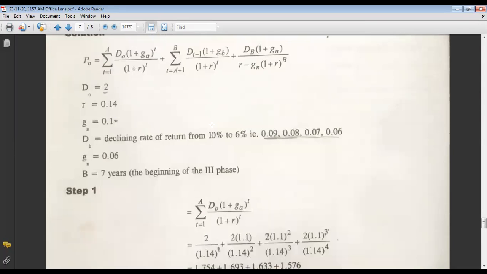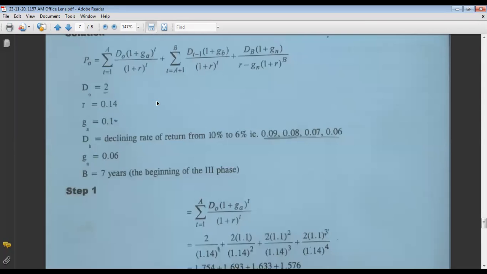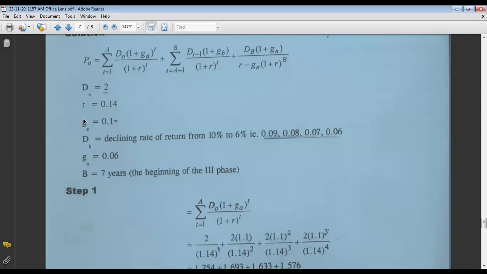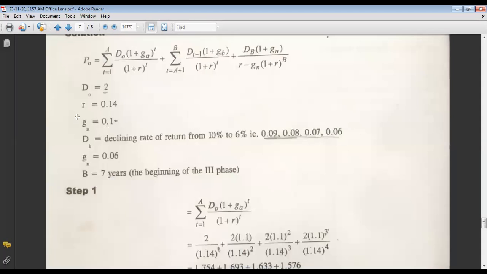By the way, I'll just help you note down the notations. Next year's dividend is 2 rupees, which is given to us. Our required rate of return is 14%. That is also given to us. GA, which is 10%. If I convert this 10% into decimals, I get 0.1. So my growth in the first phase is going to be 10%, which is nothing but 0.1.